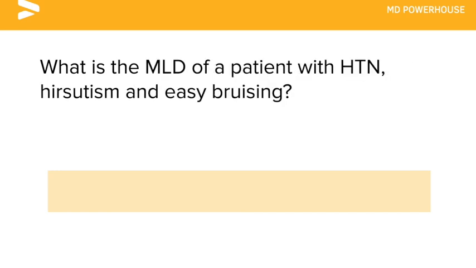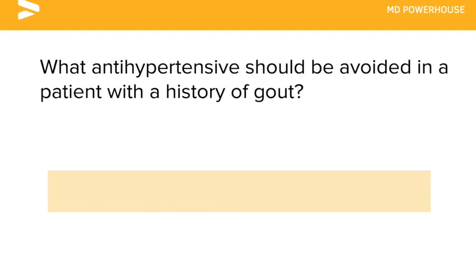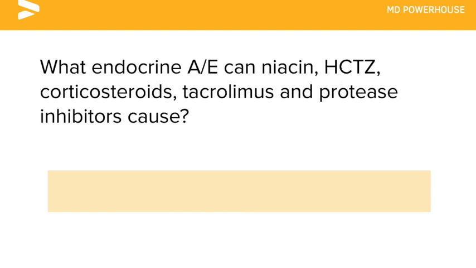Cushing's syndrome. What antihypertensive should be avoided in a patient with a history of gout? Thiazides. So if a patient is taking an antihypertensive and then they develop this swollen, painful toe, think of thiazides being the cause. What endocrine adverse effect can niacin, hydrochlorothiazide, corticosteroids, and protease inhibitors cause?